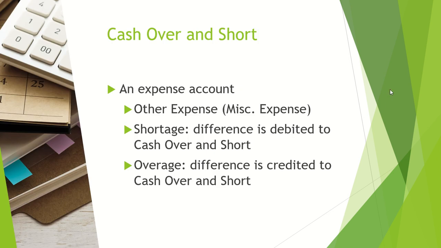This is where we are introduced to cash over and short, what to do with it. So cash over and short is an expense account. Since this is an expense account, this is going to be shown in the company's income statement under other expense or miscellaneous expense. If there's a shortage, the difference is going to be debited to cash over and short. That's going to increase the expense account. If there's an overage in the petty cash fund, the difference is going to be credited to cash over and short. That's going to decrease the expense account.